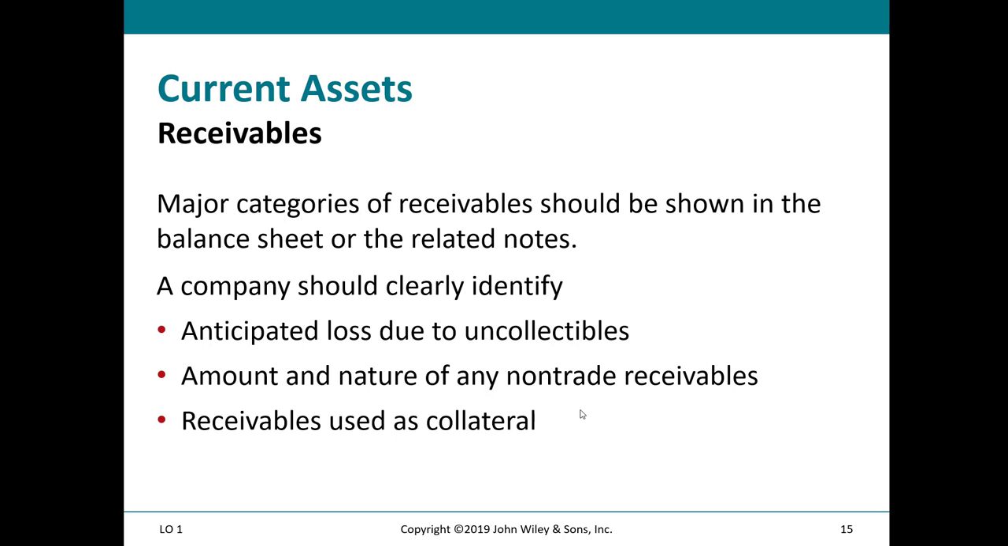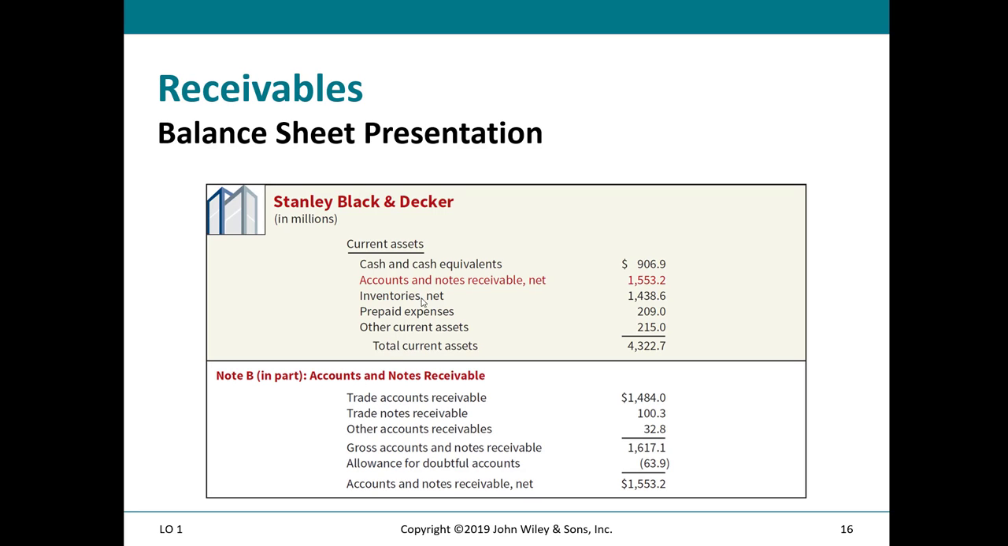So trade receivables arise from the selling of merchandise. Non-trade receivables result from other activities, maybe, let's say, renting out some space. And a company must disclose receivables used as collateral because then they're pledged against a loan. Here is the balance sheet presentation of accounts and notes receivable net, with the note of the disclosure of the major parts of the accounts and notes receivable.